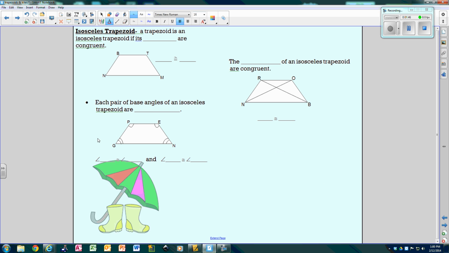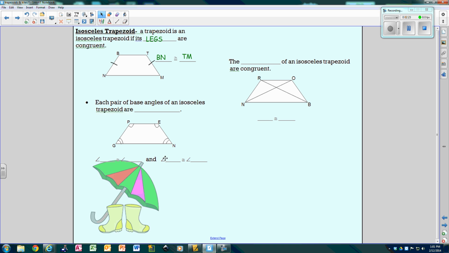All right. So if we have an isosceles trapezoid, it's kind of the same thing as an isosceles triangle, which means that it has legs that are congruent. So just like in an isosceles triangle, the legs are congruent. Well, the legs are congruent in an isosceles trapezoid as well. So in this case, our legs are going to be the non-parallel sides. So that would be BN. So BN is parallel to TM. I know y'all like this a whole lot better than trying to read my handwriting on this thing.